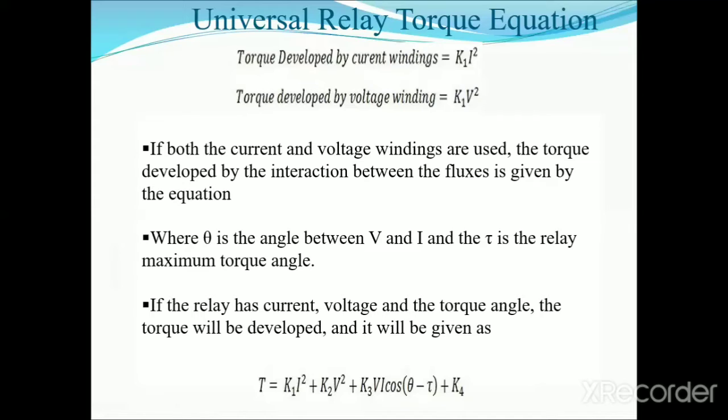This is the universal relay torque equation T. In that, T is equal to K1 I square. K1 I square means the torque developed by the current winding. Next is K2 V square, the torque developed by the voltage winding. Next is K3 VI cos of theta minus tau. This is the power produced due to the voltage and the current, where theta is the angle between V and I and tau is the maximum torque angle, and K4 is another constant, where K1, K2, K3, K4 are the constants.